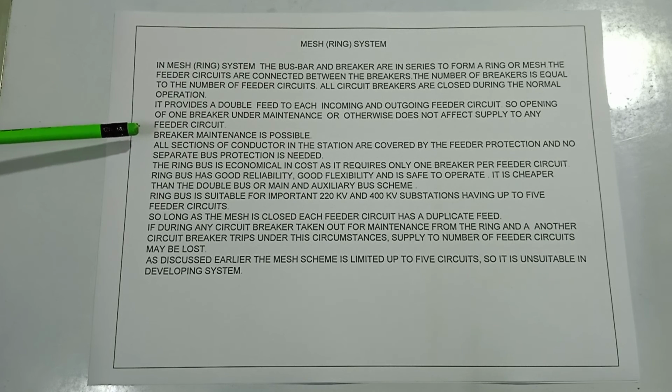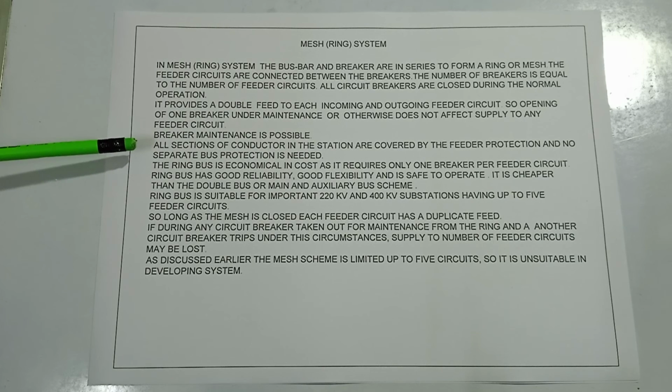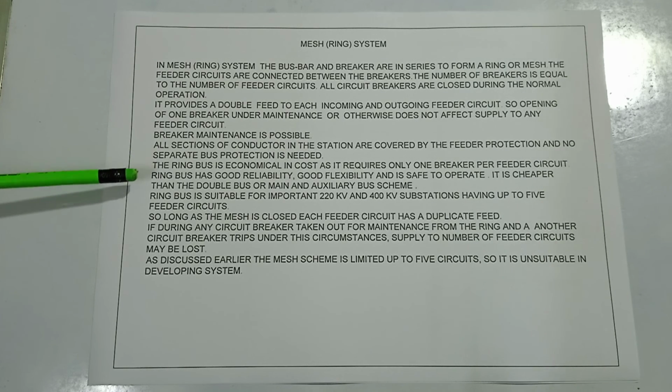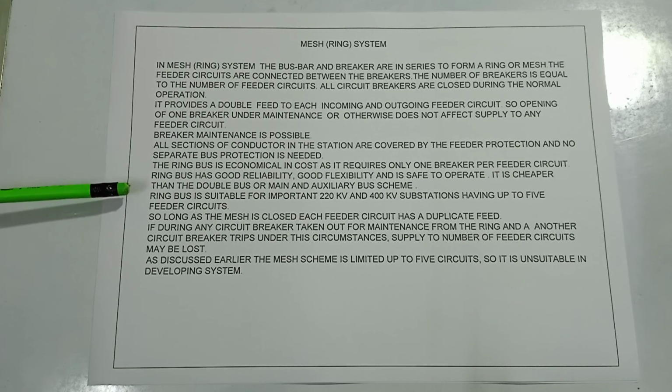Breaker maintenance is possible. All sections of conductor in the station are covered by the feeder protection and no separate bus protection is needed. The ring bus is economical in cost as it requires only one breaker per feeder circuit. Ring bus has good reliability, good flexibility, and is safe to operate. It is cheaper than the double bus or main and auxiliary bus scheme. Ring bus is suitable for important 220 kV and 400 kV substations having up to 5 feeder circuits.